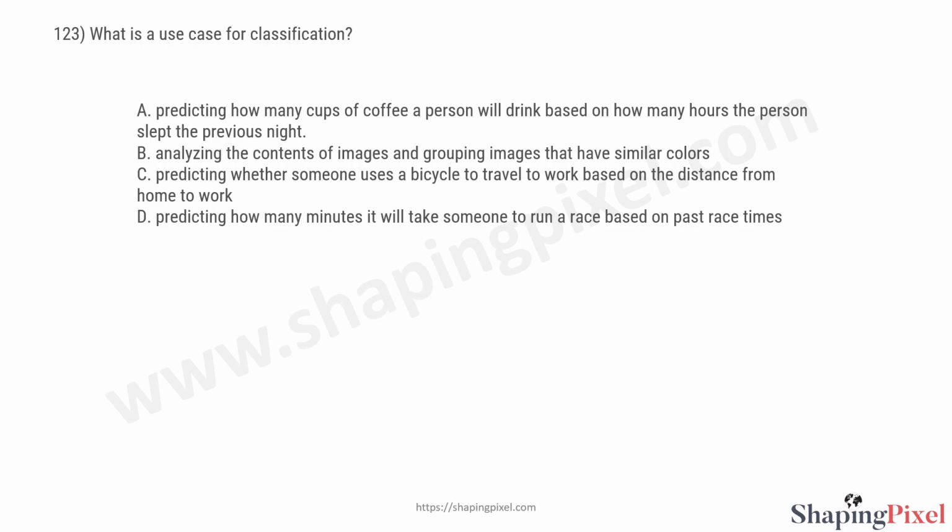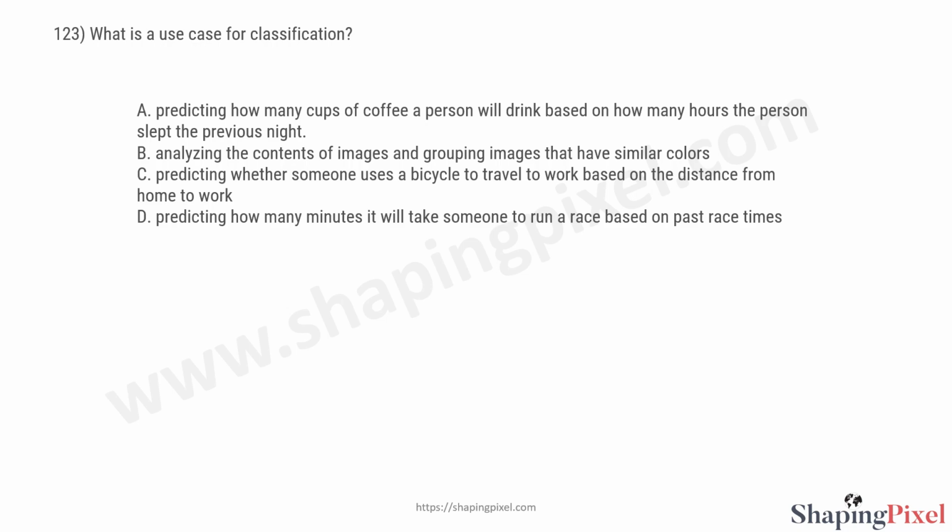Question number 123. What is a use case for classification? And we have the following four options. Option A, predicting how many cups of coffee a person will drink based on how many hours the person slept the previous night. Option B, analyzing the contents of images and grouping images that have similar colors. Option C, predicting whether someone uses a bicycle to travel to work based on the distance from home to work. Option D, predicting how many minutes it will take someone to run a race based on past race times.